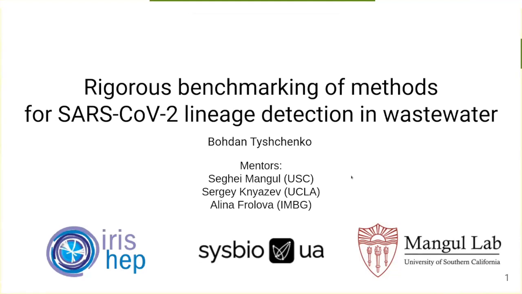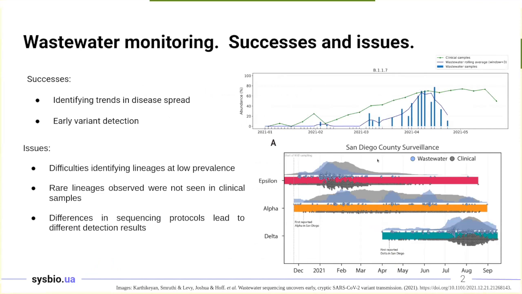All right, so my name is Bohdan, and the topic of my research in my lab is rigorous benchmarking of methods for SARS-CoV-2 lineage detection in wastewater. I do this project in Mango's lab at the University of Southern California. And let me tell you what it's all about.